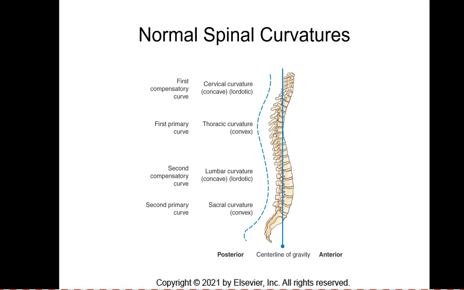Both of the inferior curves, the lumbar and the sacral, are usually more pronounced in women than in men. And these curves are normal and help to increase the strength of the vertebral column and help maintain balance when we're standing in an upright position.